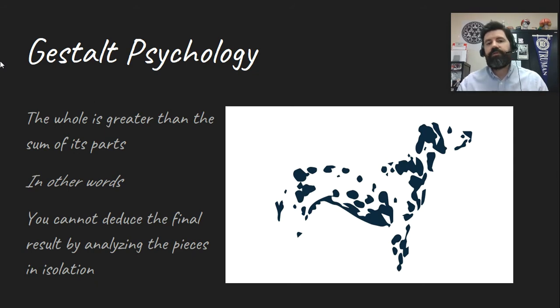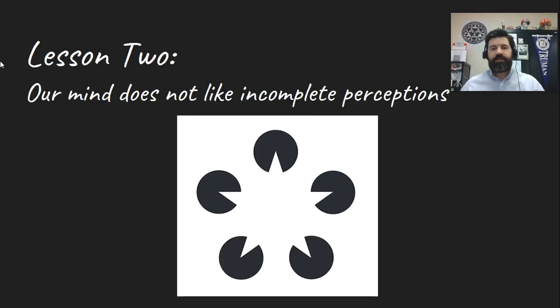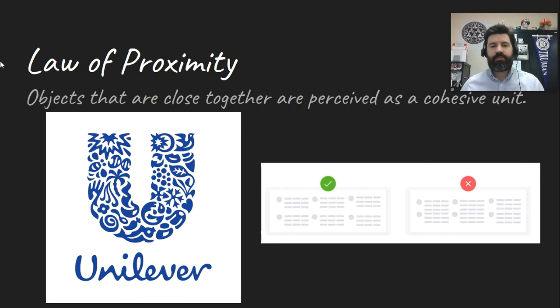And so there are a bunch of different rules of Gestalt psychology. I'm just going to mention a couple of them for you. So here, the second lesson, our mind doesn't like incomplete perceptions. We like to create a nice whole perception. Let's look at one of these laws. So one law of Gestalt psychology is the law of proximity. We tend to naturally group together objects if they are simply close to one another.